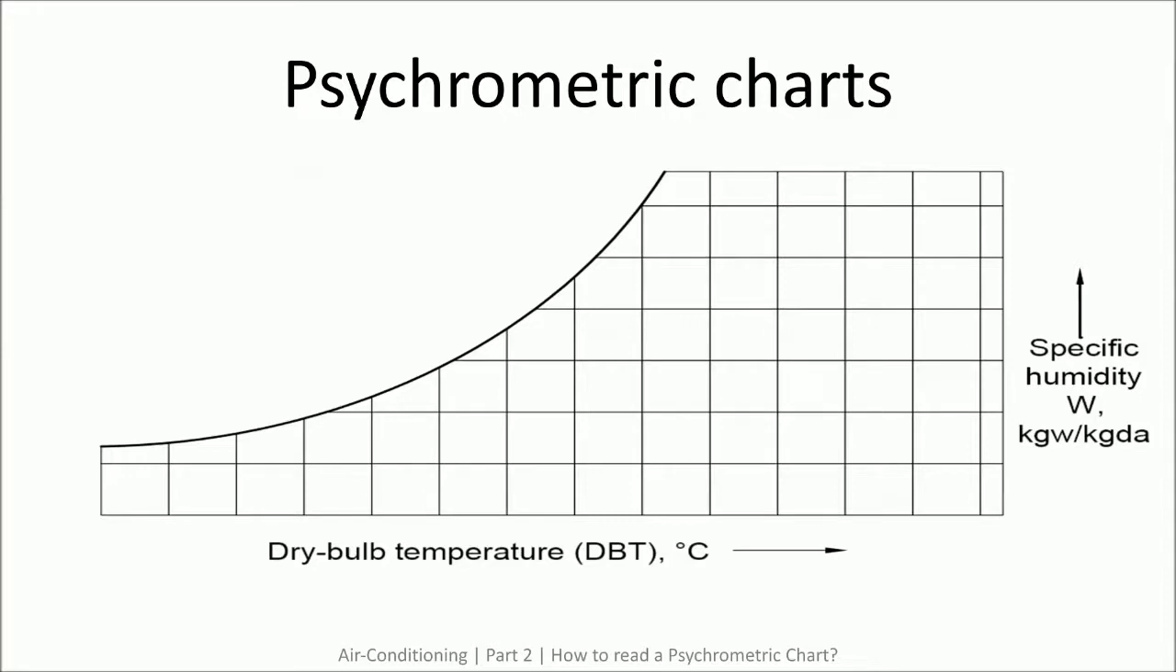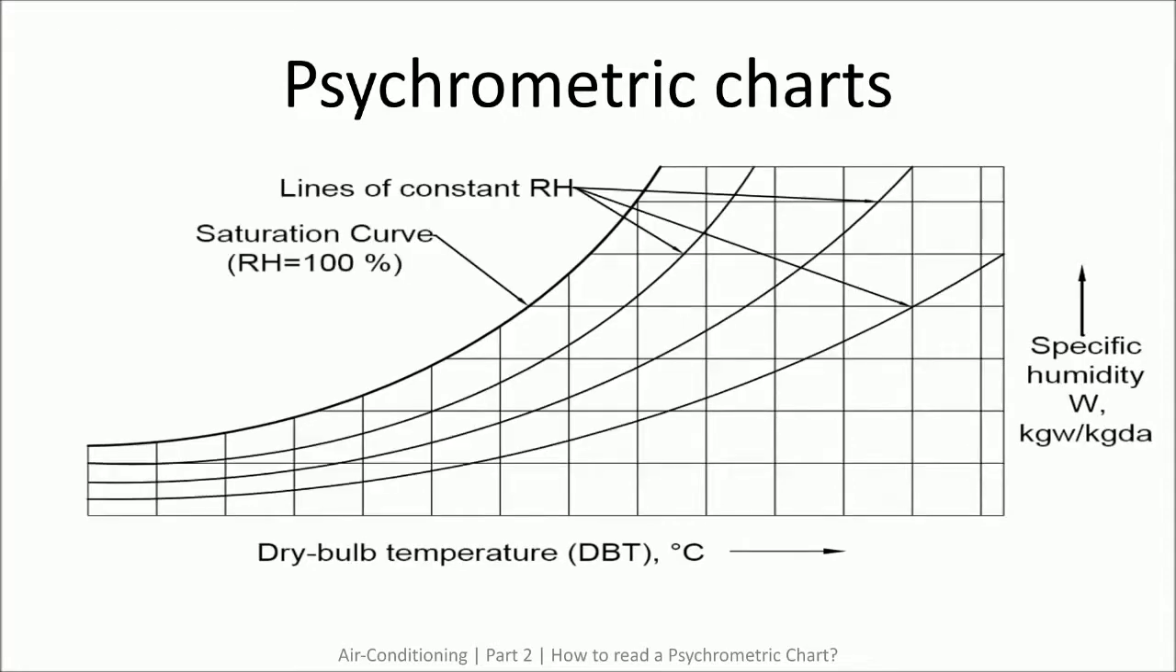Then there are curved lines which represent the constant relative humidity. Its value increases as one moves from right to left on the psychrometric chart. The psychrometric chart is bound by the saturation line, that is the 100% relative humidity line on the left. On the horizontal axis, the value of relative humidity is 0%.